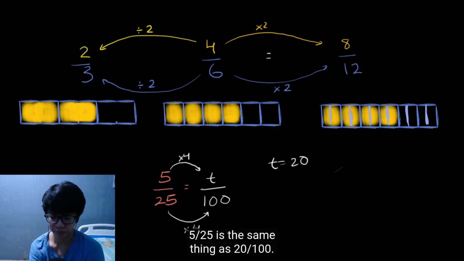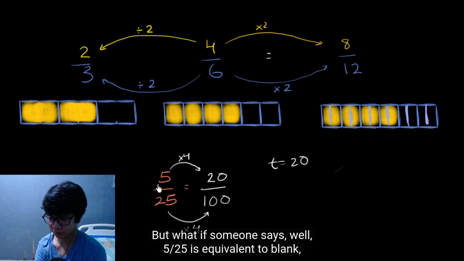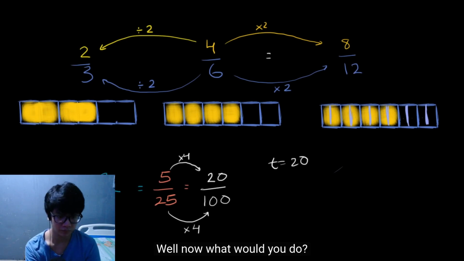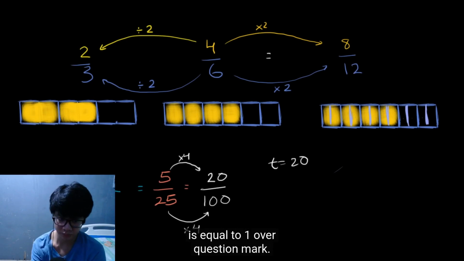5 over 25ths is the same thing as 20 over 100. But what if someone says, well, 5 over 25 is equivalent to blank, let's say question mark, over 5. Well, now what would you do? Actually, let's do it the other way. Is equal to 1 over question mark.